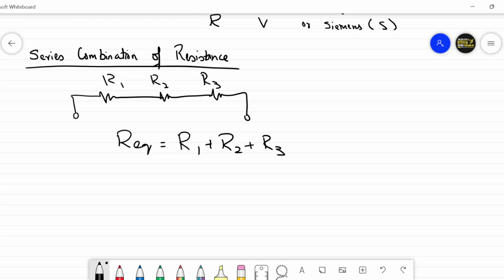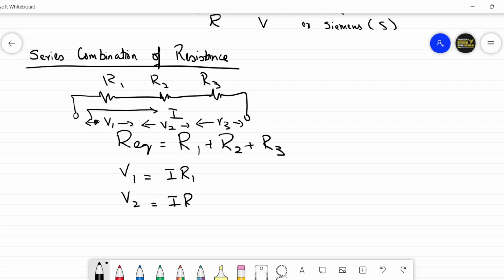And talking about the parallel combination, before that, what happens in a series circuit is that the same amount of current will flow through all the resistances, but voltage will be divided across each resistance. So voltage across resistance 1 will be V1, across resistance 2 will be V2, and across resistance 3 will be V3, where V1 is equal to I into R1, V2 is equal to I into R2. This is given simply by Ohm's law. V3 is equal to I into R3.